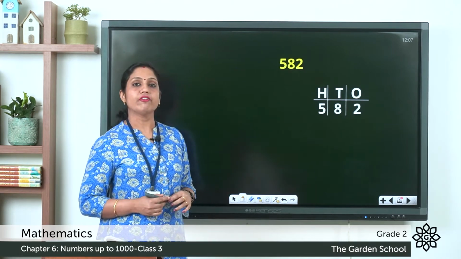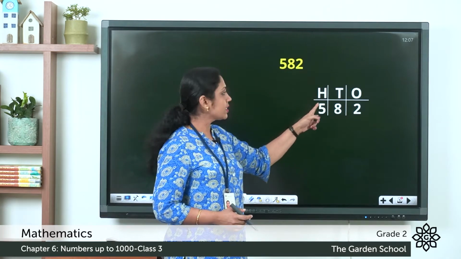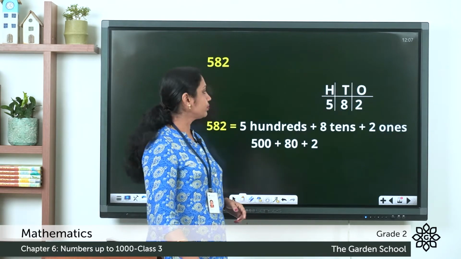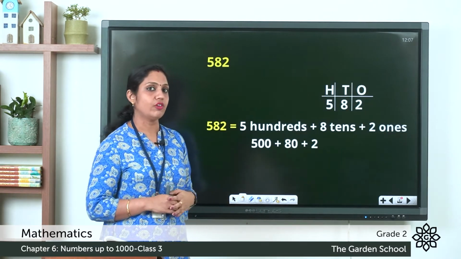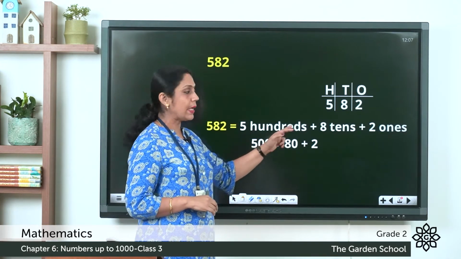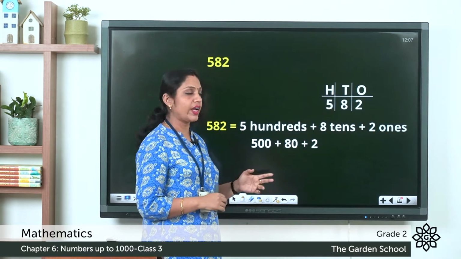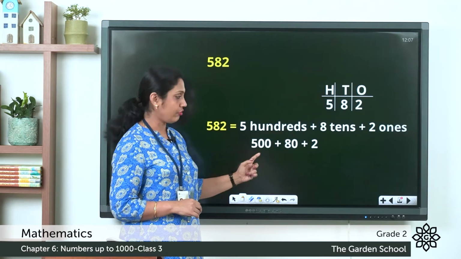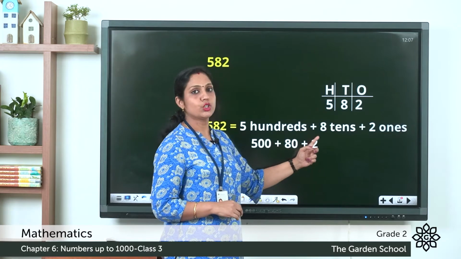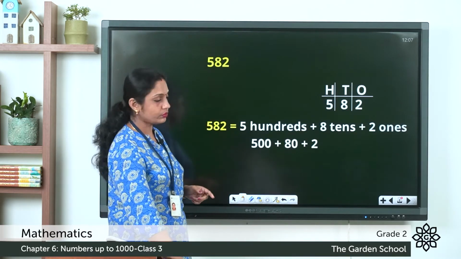Let's see the number 582. In 582, 5 is in the hundreds place, 8 is in the tens place and 2 is in the ones place. So how can we write this in the expanded form? 582 is equal to 5 hundreds plus 8 tens plus 2 ones, and again we can write this as 5 hundreds become 500 plus 8 tens means 80 plus 2. So this is the expanded form for the number 582.